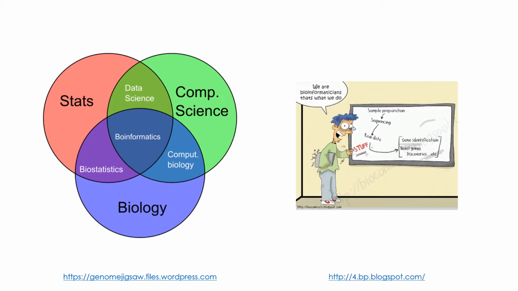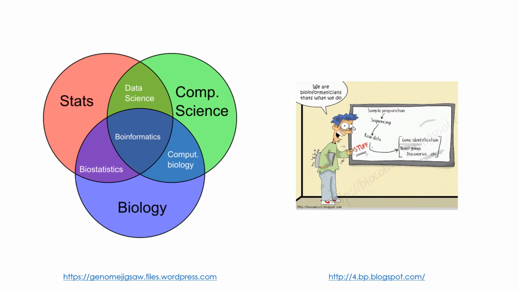And this is what bioinformaticians generally do. In this figure on the right side, you can see a whiteboard with a flow chart: sample preparation and sequencing, raw data, and then gene identification and whole gene discoveries. So you can see the standard workflow that is being followed these days. And the job of a bioinformatician is to extract meaningful information from the raw data.